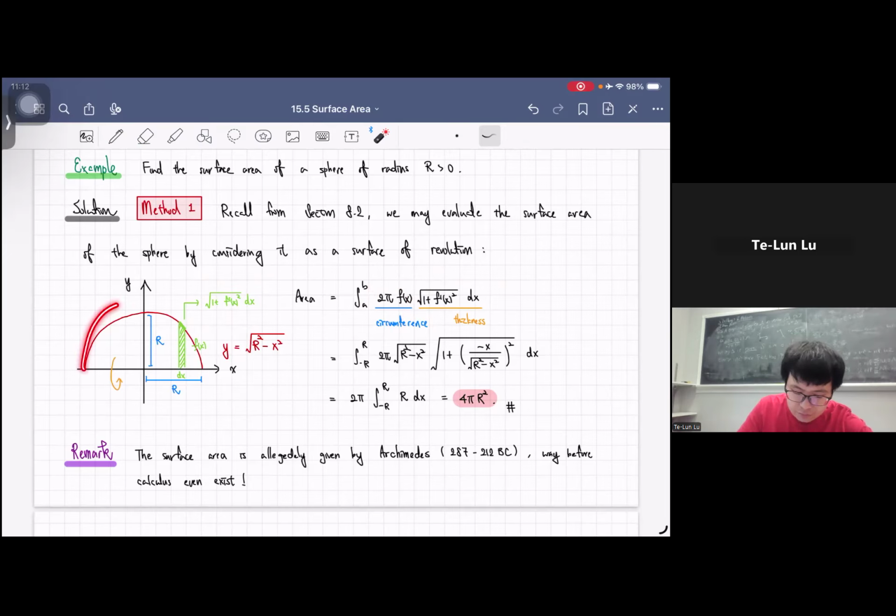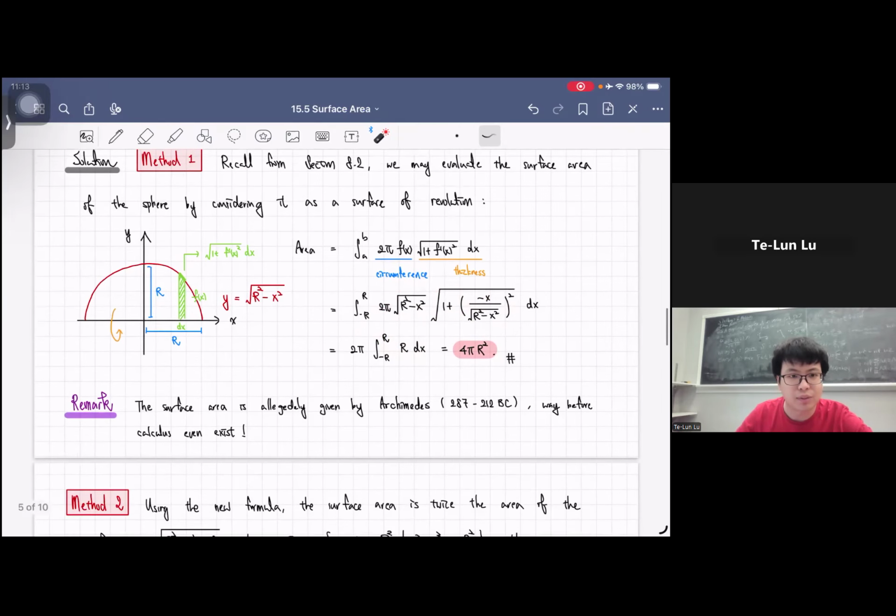So in this case, the function that we're rotating should be the square root of r squared minus x squared, right? So you have 2 pi square root of r squared minus x squared, times the square root of 1 plus the derivative of this guy, which is minus x divided by square root of r squared minus x squared, squared. And so miraculously, these terms cancel out each other, and the remaining term is r. So integrating r from minus r to r, you simply get 2r squared. So 2r squared multiplied by 2 pi is 4 pi r squared, which corresponds to the thing that we learned in maybe high school. The surface area for a sphere of radius r will always be 4 pi r squared.